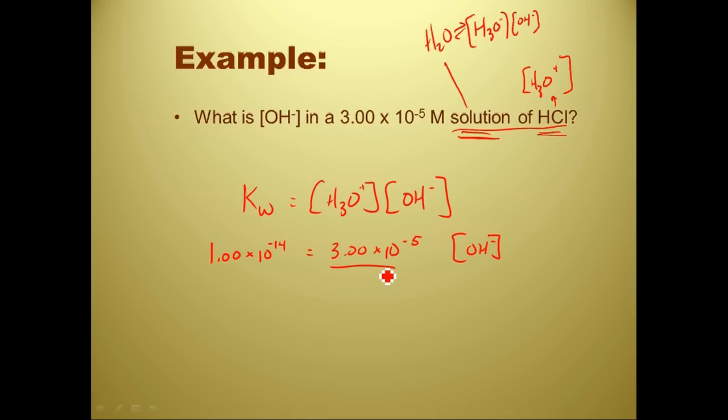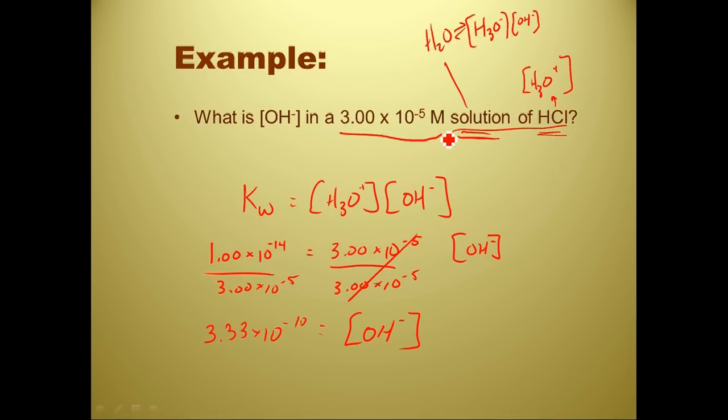Okay, we do a little math, a little algebra. 3.00 times 10 to the negative 5th. We divide by 3.00 times 10 to the negative 5th. This cancels, and we find that the hydroxide ion concentration is 3.33 times 10 to the negative 10th. Does this make sense? Well, the hydronium ion concentration, H3O plus, is a fairly large number, 10 to the negative 5th, compared to the smaller number for the base. This is an acid solution, so I should have a lot more of the acid component, hydronium ion, than hydroxide. And that's true.